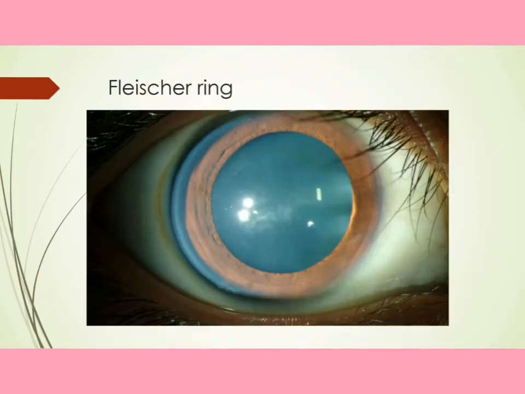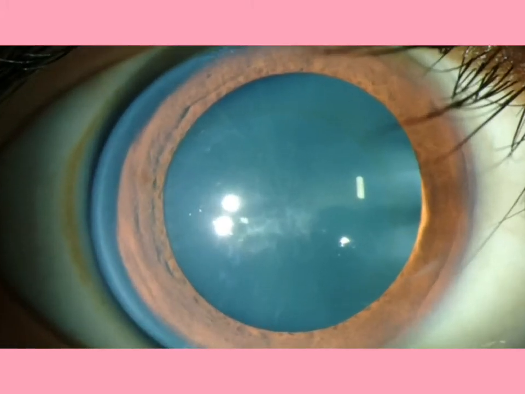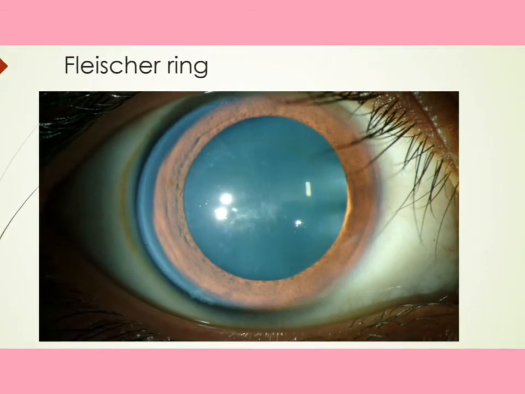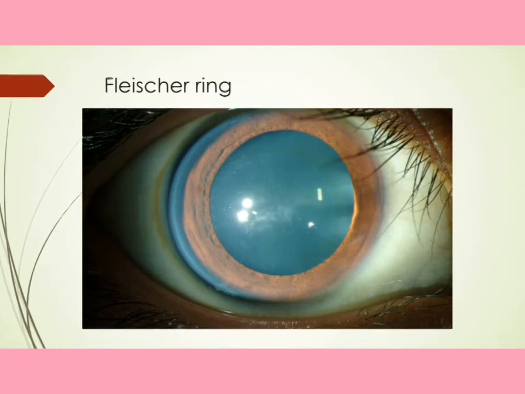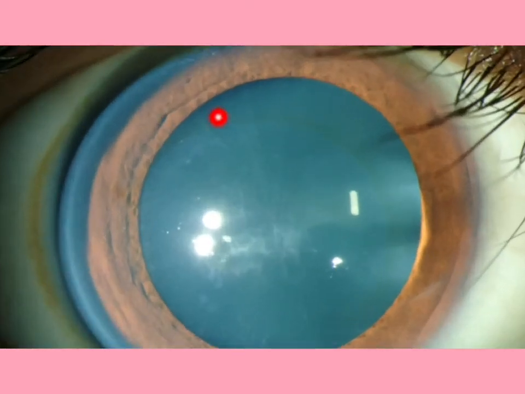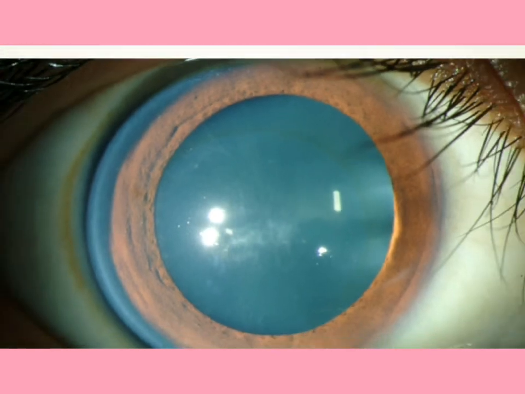Now another is the Fleischer ring. What is the Fleischer ring? If you zoom into this picture, you can see a faint ring. This is best seen under a slit lamp. So this is the Fleischer ring. The Fleischer ring is a yellow-brown to olive-green ring of pigment. You can see there is a yellowish or brownish ring here, if you are able to see this picture.